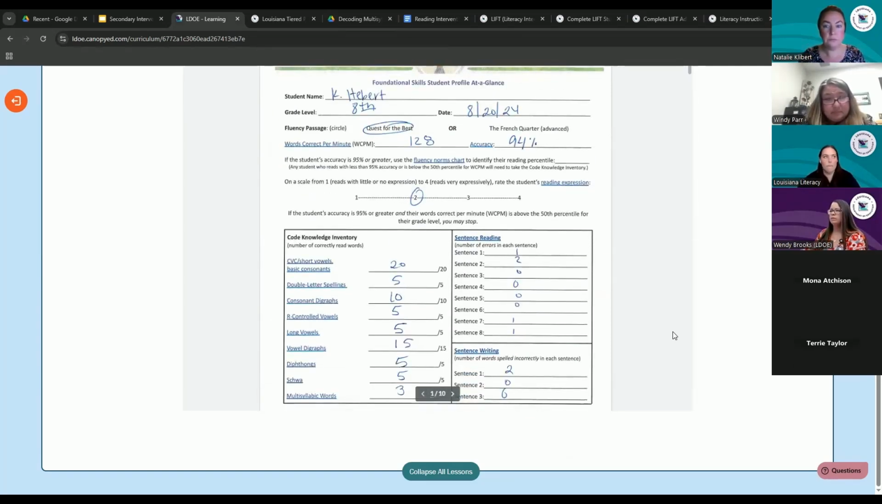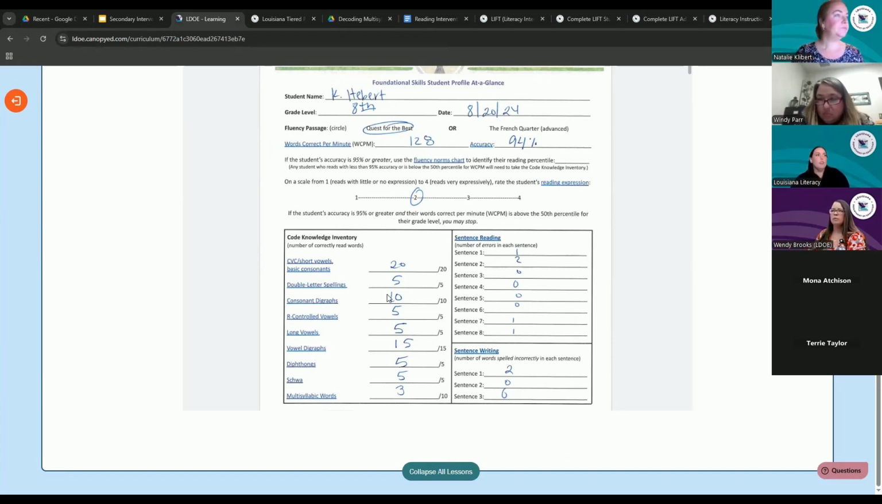Well, if they're not fluent, or their accuracy or their rate is 2 or below, you look at the coding, and if they are struggling in multisyllabic words, those words are there. Based on their skill, they're in the code knowledge inventory. So if they weren't fluent and they needed the code knowledge inventory, you would just pick the skill there that they would be sorted into the groups by.